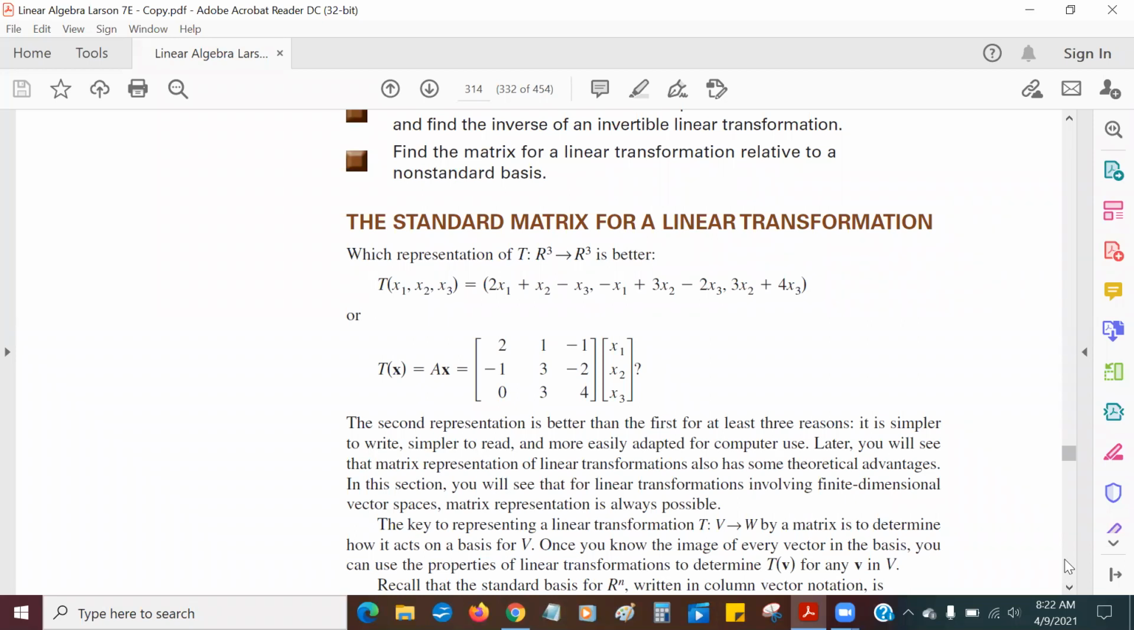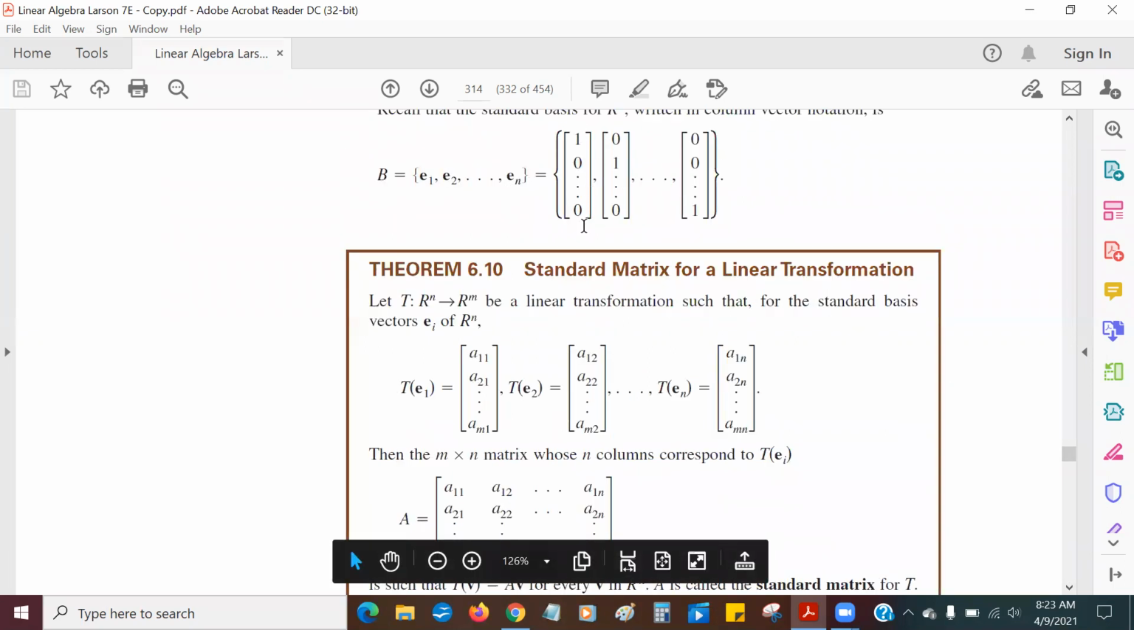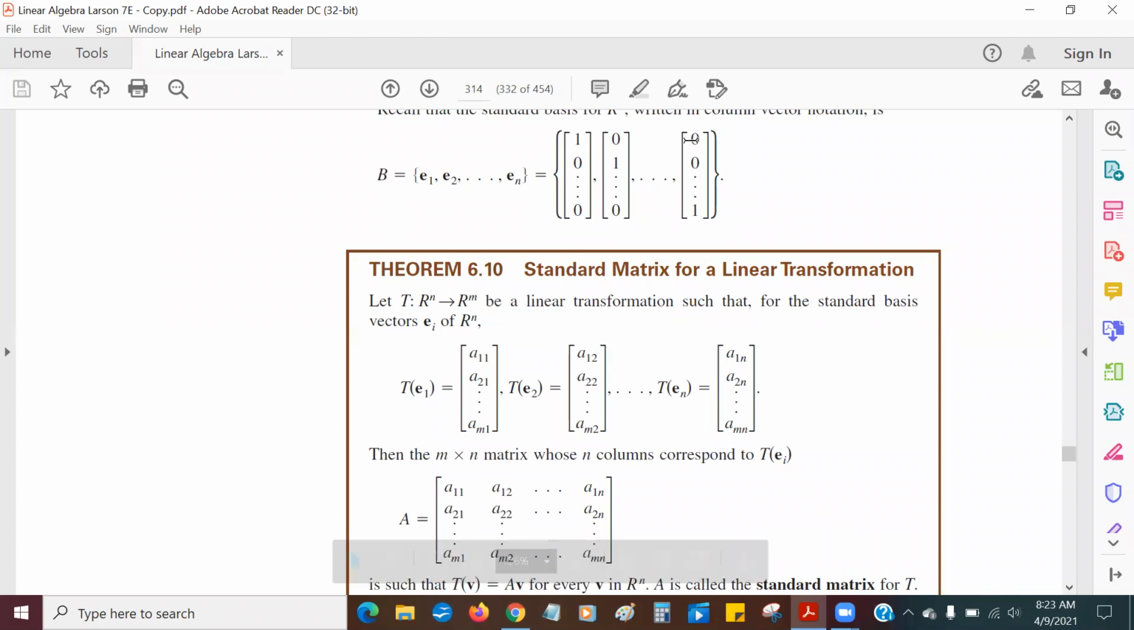And we also want to mention now the key to representing a linear transformation by a matrix: you have to determine how the linear transformation acts on the basis. Once you see how it acts on the basis, that's going to help unlock everything. So let's see what we're talking about here. The standard basis for Rn looks like this: 1 0 0 0, 0 1 0 0, and so on, until you get a whole bunch of zeros and then a 1. Now we're calling these columns E1, E2, E3, up to En.